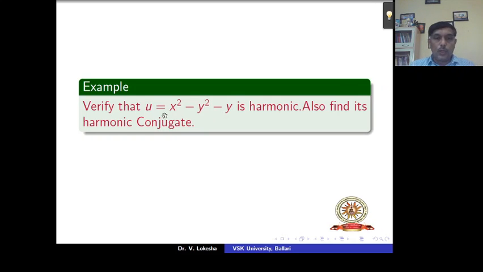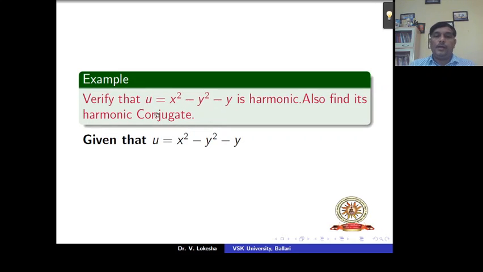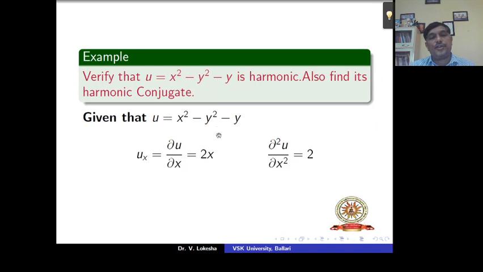Verify that u is equal to x square minus y is harmonic. Also find the harmonic conjugate. This is given: u is equal to x square minus y. First, differentiate partially with respect to x and y. Here dou u by dou x is equal to 2x, and dou square u by dou x square is equal to 2.